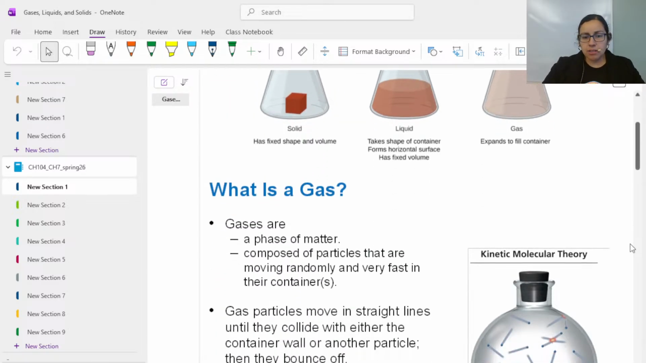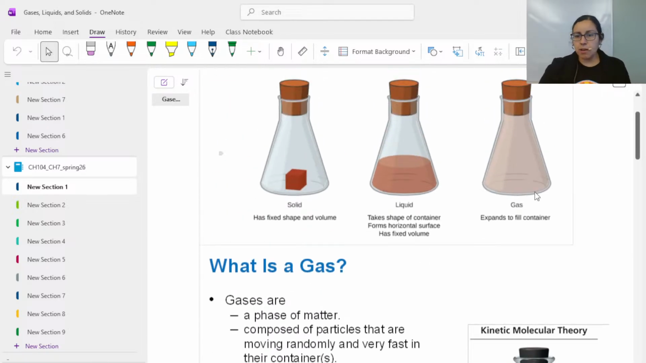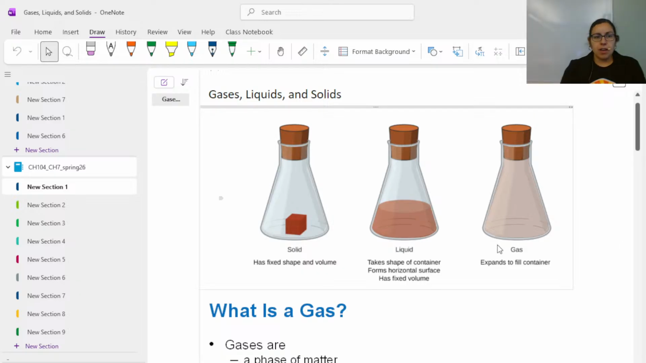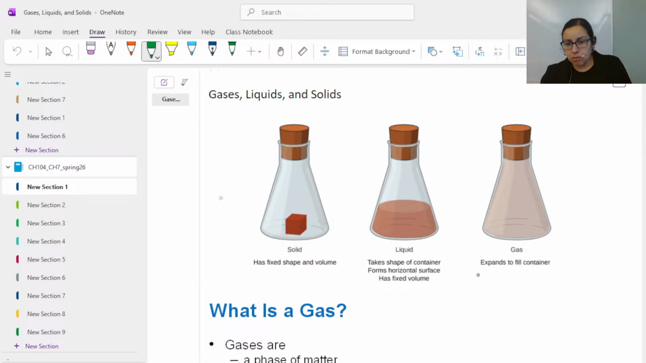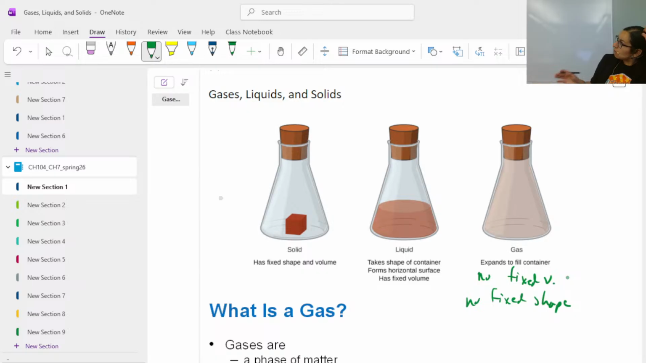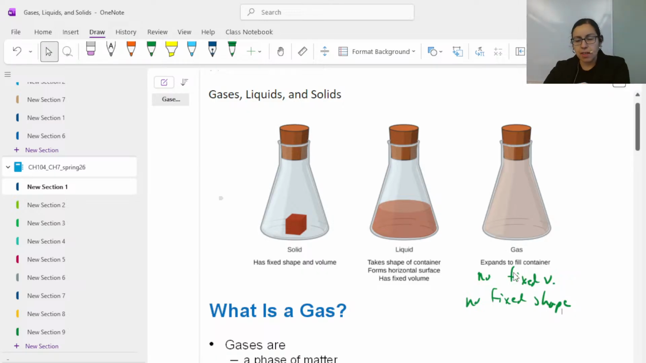If you remember, gas has an undefined volume. So we'll say no fixed volume, no fixed shape, which I think you'll remember from the beginning when we went over these properties. But now we're going to add some more math to it.